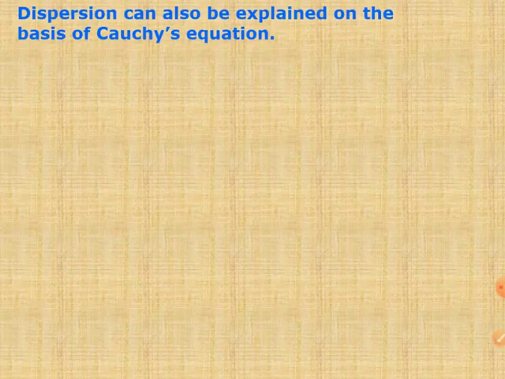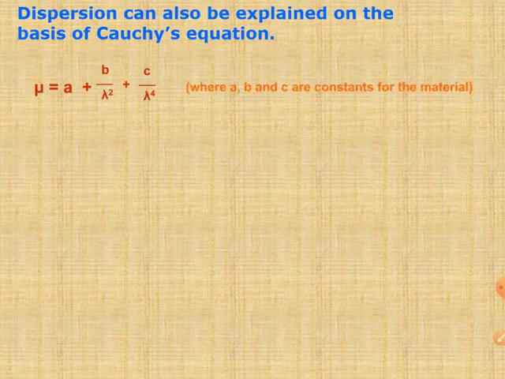Now let's see about the causes of this splitting, or rather the dispersion of this white light into its 7 constituent colors. We call this relation Cauchy's relation. The refractive index of the material of the prism, mu, is equal to A plus B divided by lambda square plus C divided by lambda to the power 4, where A, B, C are constants for that particular transparent medium.